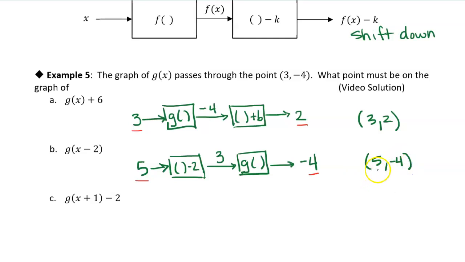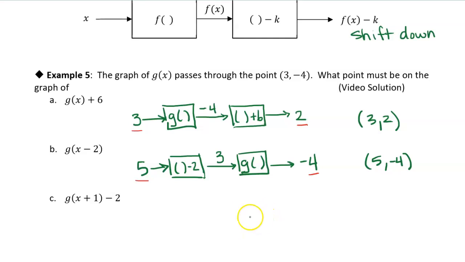So you can see we've shifted the x value to the right by 2, right? We've added 2 to the x value to get the new point. So you can see that it's a shift to the right. It's a shift in the positive direction.